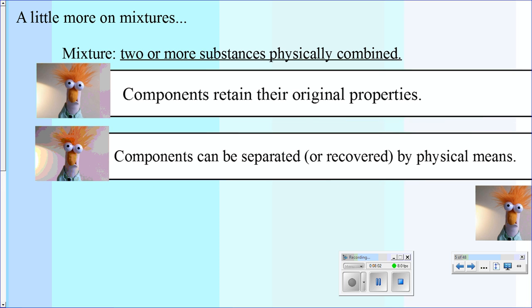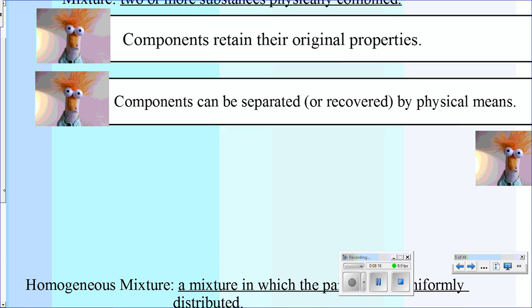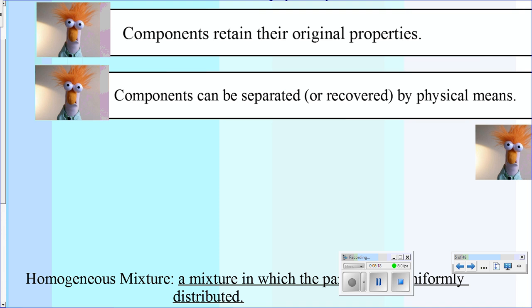Mixtures can have their components separated by physical means. So one thing that we see all the time around here in the winter is we put salt on the sidewalk, and then when the water kind of dries up, you see that white crusty salt left behind. So by evaporating away water, we can separate salt from water.